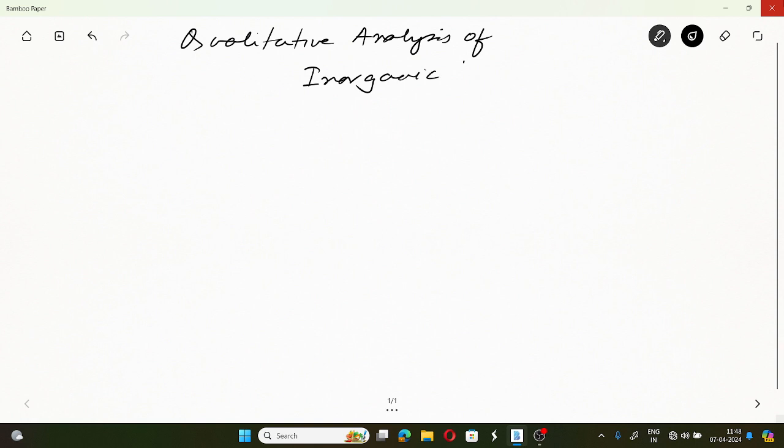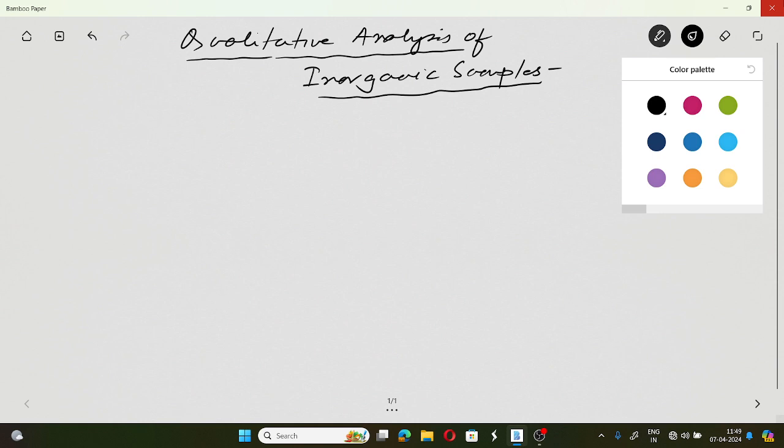So in this class, we shall be discussing some aspects of qualitative analysis of inorganic samples. Now, this idea will be required majorly for your practicals. So, qualitative analysis of inorganic samples.